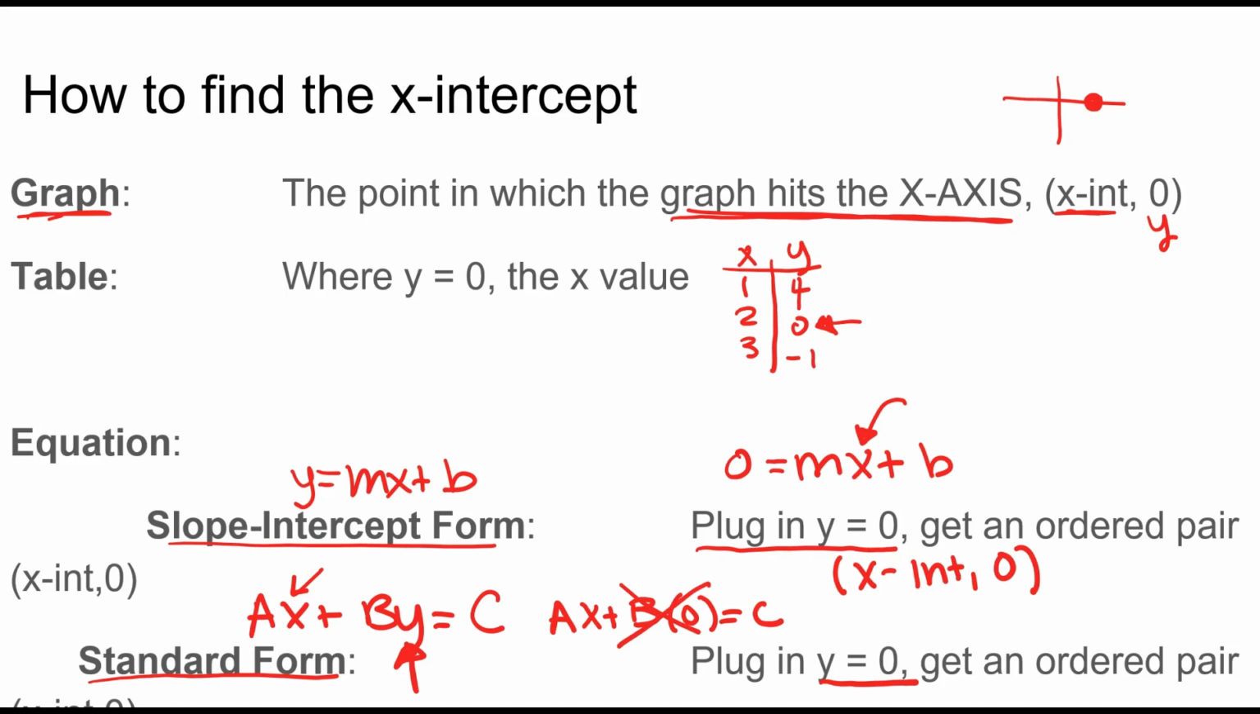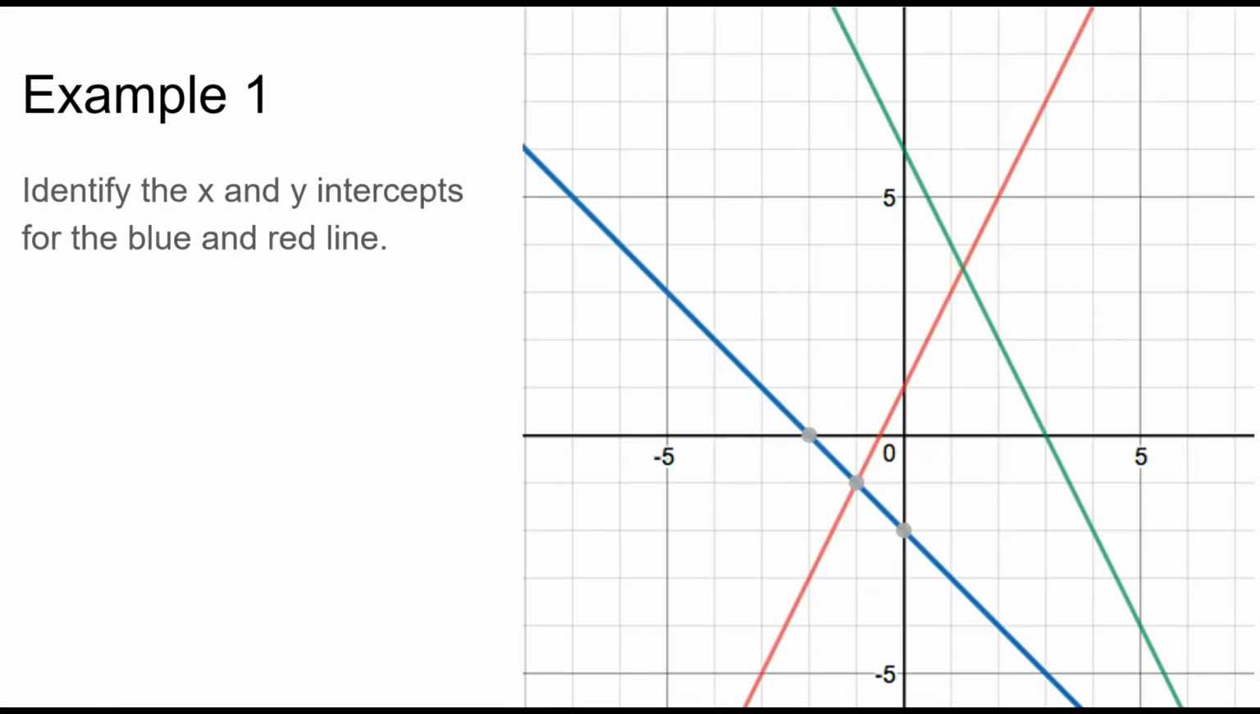So let's start with looking at graphs. So in this example, they want us to identify the x and y intercepts for the blue and the red line. So let's start with the blue line. Let's look at the x-intercept. So this is the x-axis here. So we're looking at the x-axis. Where does that blue line hit? It hits right here. So the x value is -2. So our x-intercept is -2, 0.